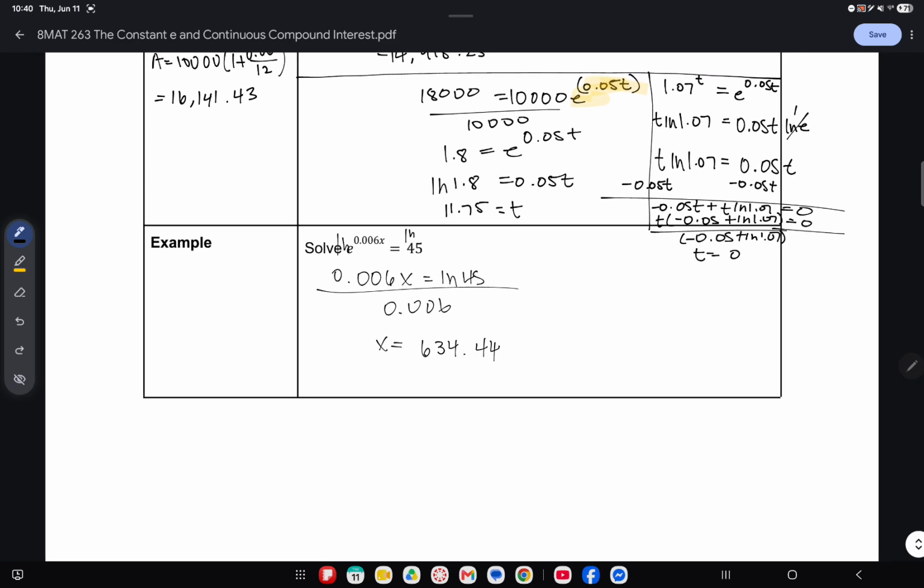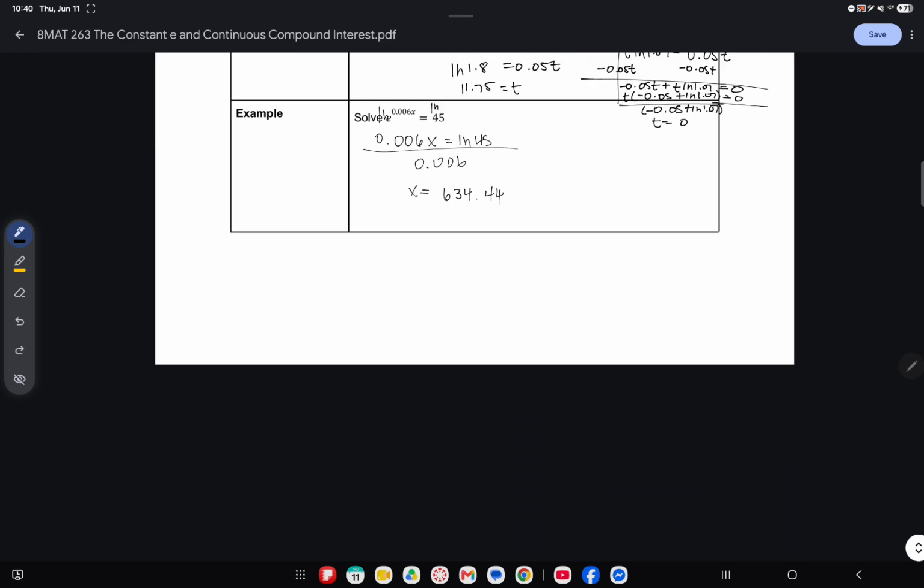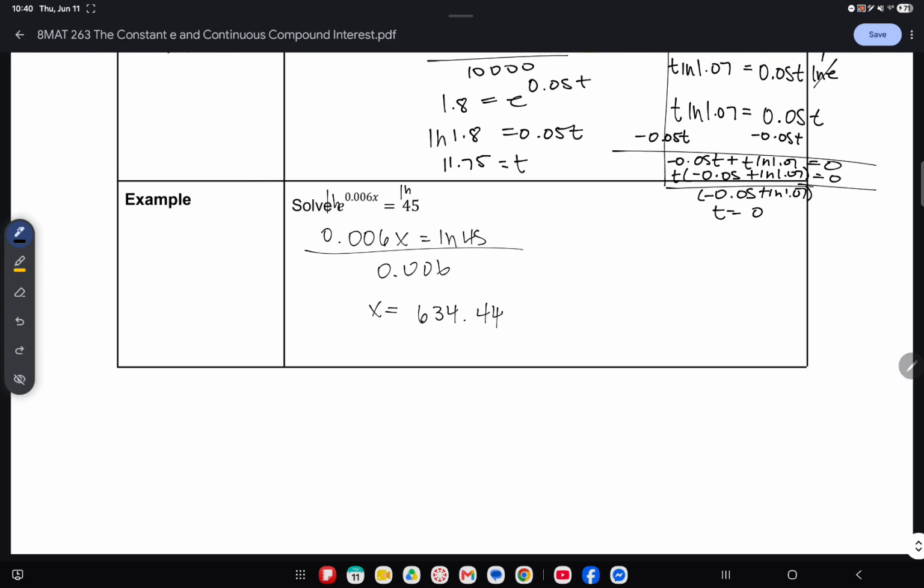So, all right, that's kind of the basics of e and continuously compounded interest. So if you have any questions, let me know.